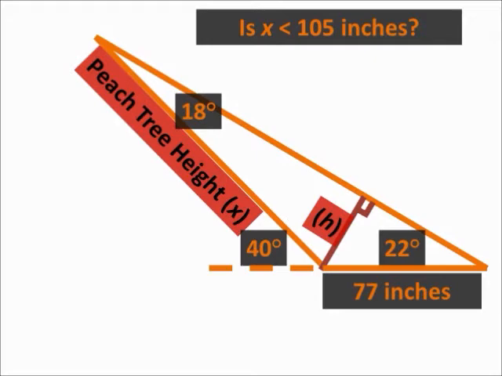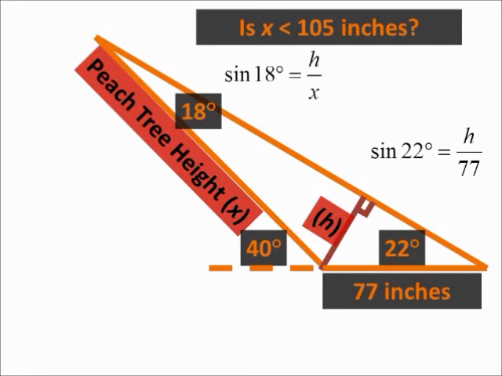Right triangles. I know how to solve right triangles. For the right triangle on the right with a 22-degree angle, you will notice that the h is actually on the opposite side, giving me sine 22 is equal to h over 77, where 77 is the hypotenuse. Now if we go to the triangle on the left with the 18-degree angle, h is also part of its sine function, and the peach tree height is x, the hypotenuse. So then we get sine of 18 degrees is h over x.